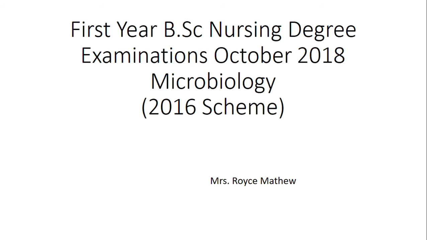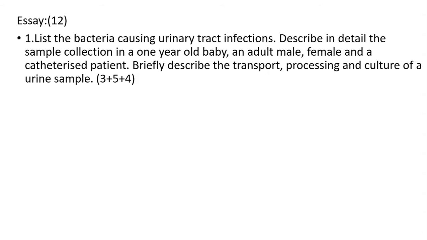So today we will see the solved question paper of October 2018 of 2016 scheme. The first question is: list the bacteria causing urinary tract infection. Explain in detail sample collection in a 1-year-old baby or adult male, female and a catheterized patient. And describe transport, processing and culture of a urine sample.